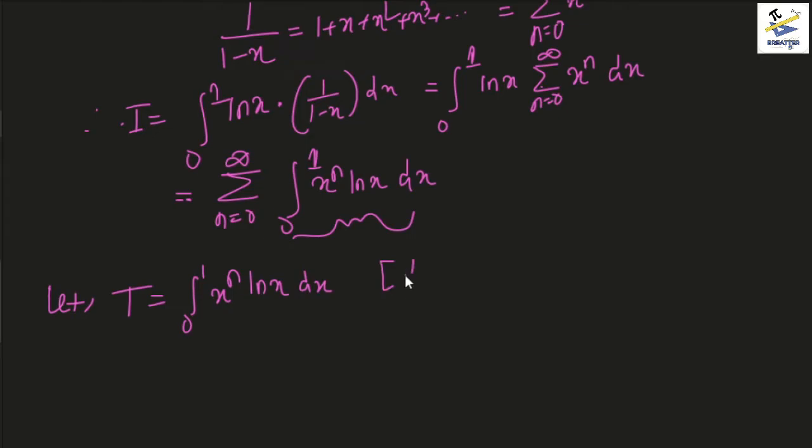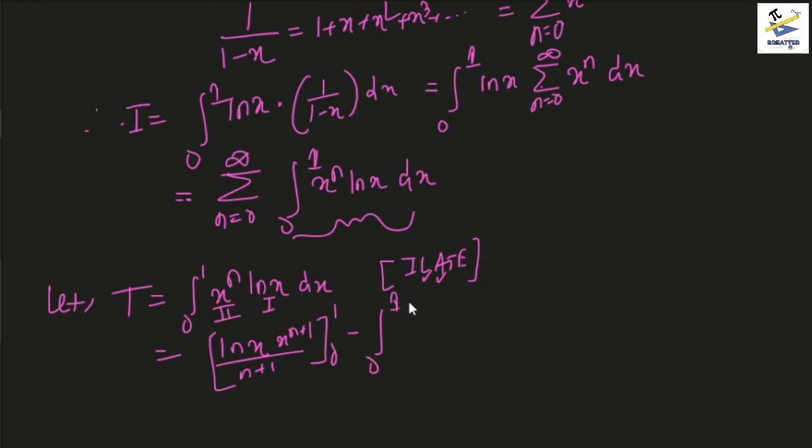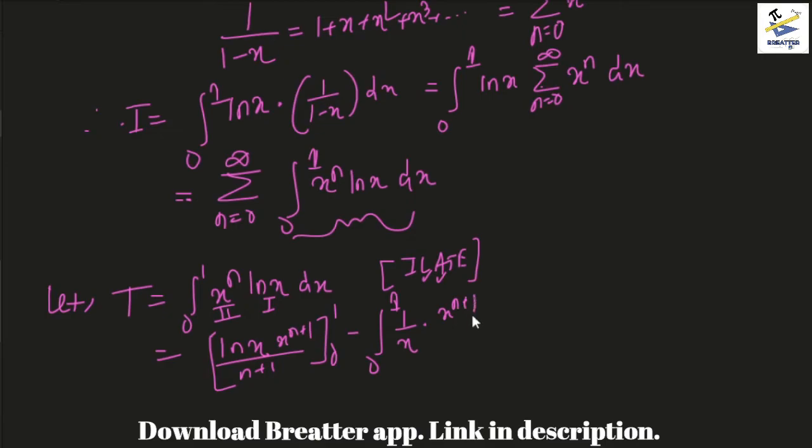In our ILATE rule, we know that logarithmic comes first and algebraic comes second. So let us do that. We have ln of x times the integral of x to the power n, which is x to the power n plus 1 by n plus 1, evaluated from 0 to 1, minus the integral from 0 to 1 of the differentiation of log x, which is 1 by x, times the integration, x to the power n plus 1 by n plus 1, dx.